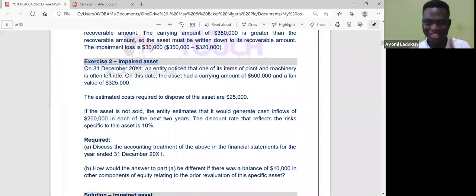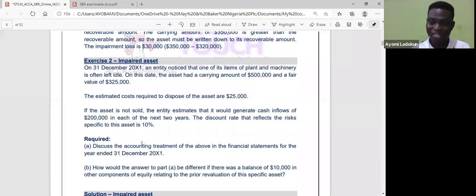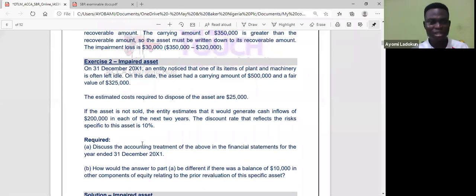So let's look at the next question. Most likely we'll see something similar to what I just explained. It said on 31st December 20X1, and when dealing with accounting, dates are very important. Those dates are not there for fun. An entity noticed that one of its items of plant and machinery is often left idle. On this date, the asset had a carrying amount of $500,000 and a fair value of $325,000. The estimated cost required to dispose of the asset is $25,000.